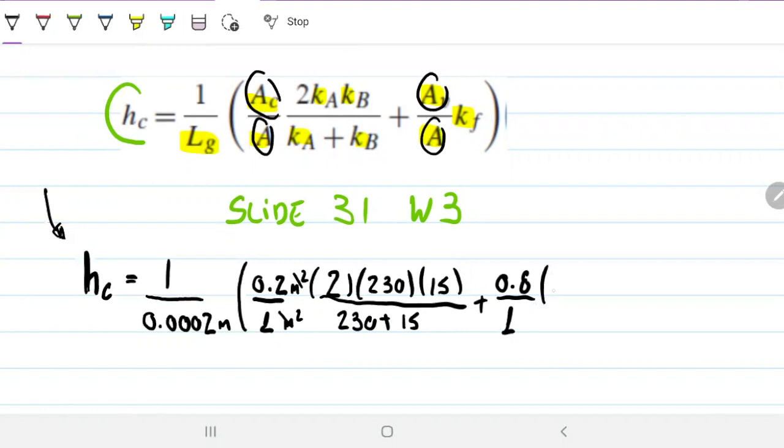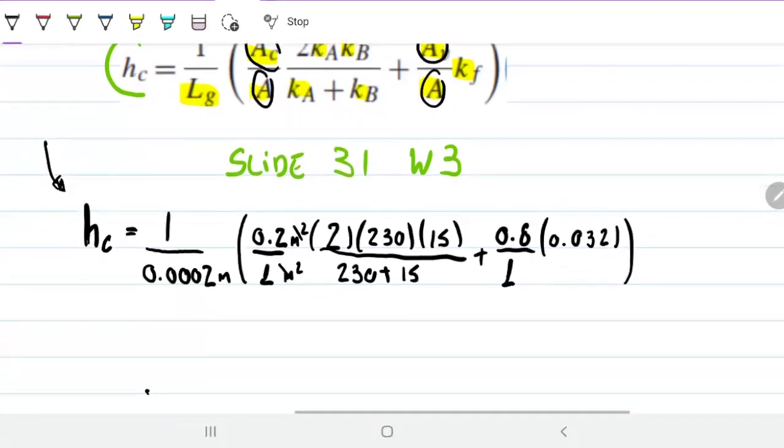Times the coefficient of the fluid, which in this case is air, and the coefficient is 0.032. I didn't put the units down. We can do the units later. Okay, so let's solve this math together. I'm going to grab my calculator and we check the answers. I'm going to hit pause on the video.